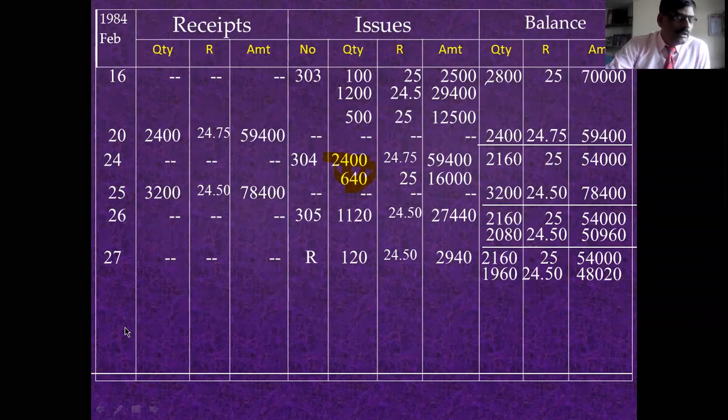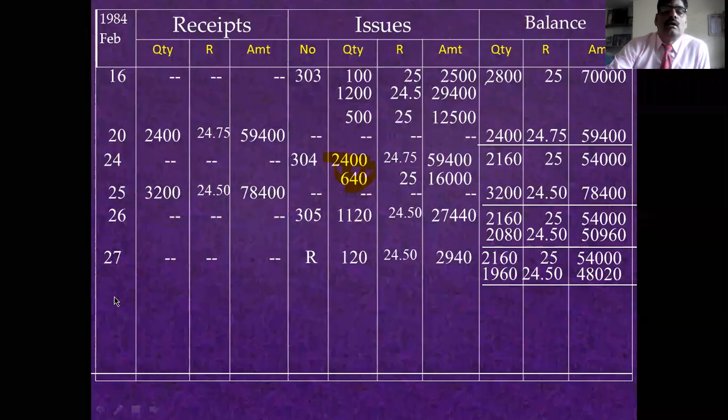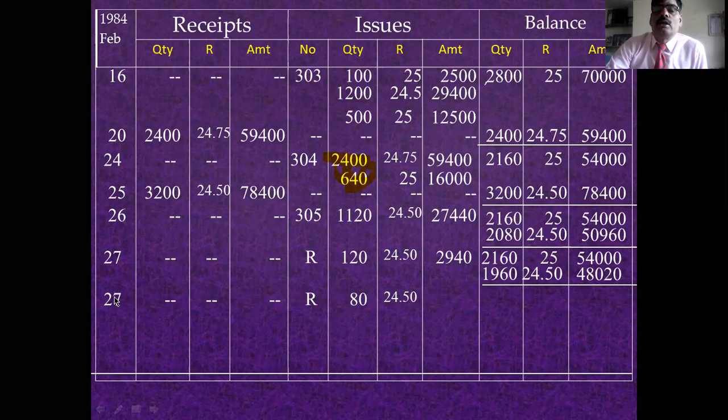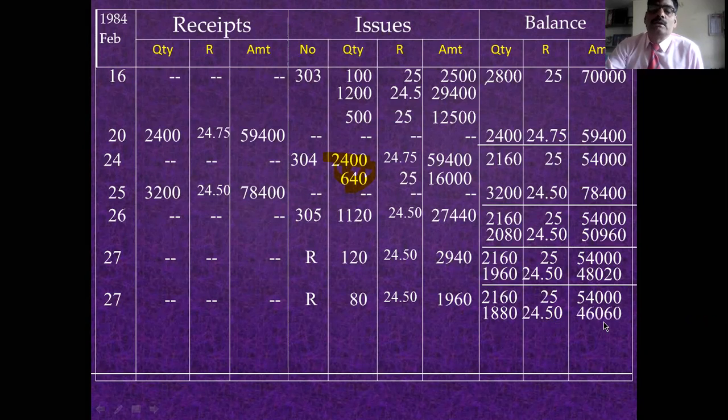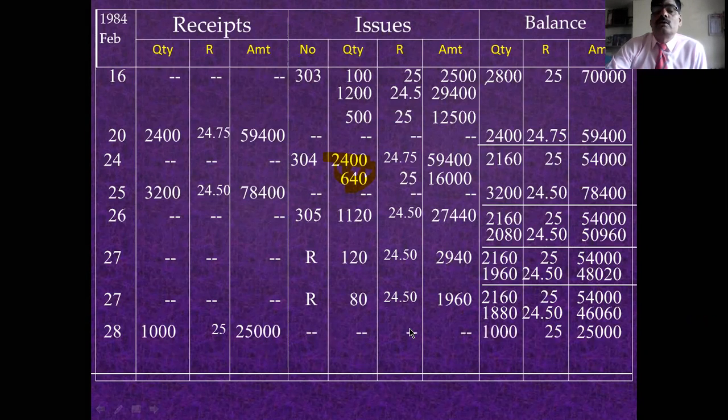Then again 27, there is a shortage. So the shortage is also an issue. You issue that 80 units at the rate of last 24.50, 1,960. Balance is 2,160 at the rate of 25, 54,000. From the second lot, 80 shortage issued. Balance is 46,060 rupees. And 28, there is a receipt. You put the receipt 1,000 at the rate of 25, 25,000, take to the balance column.